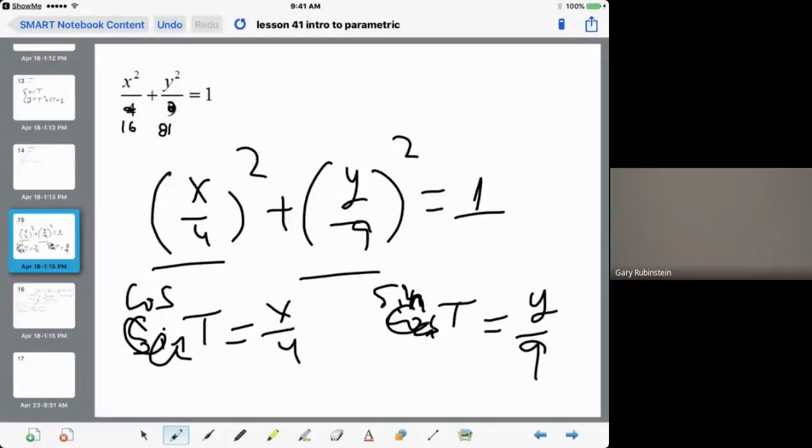But yes, we should make the cosine t this way, and then I think that's it. And then I multiply both sides by 4. So 4 cosine t equals x and 9 sine t equals y. And there's my parametric equation.